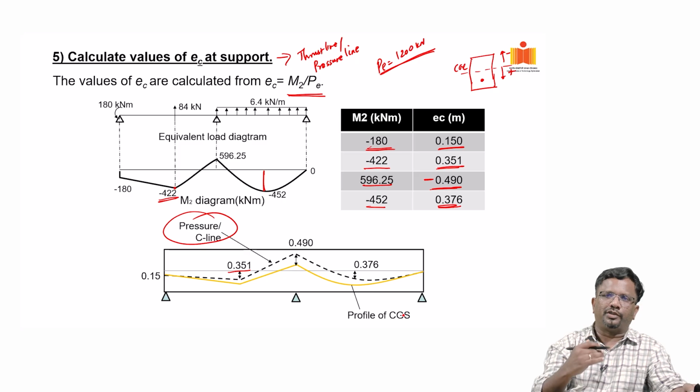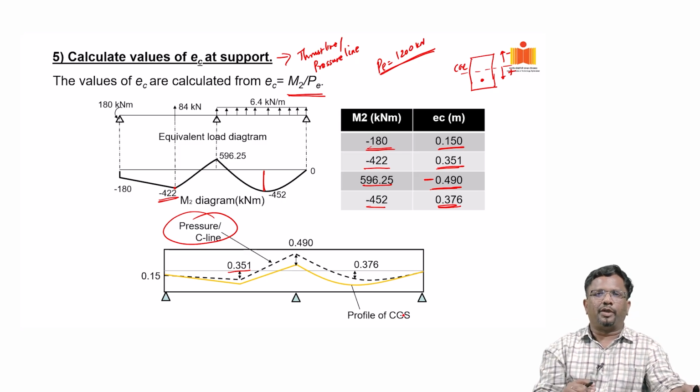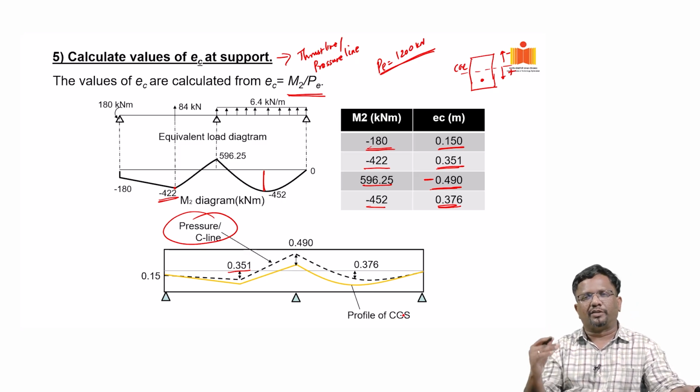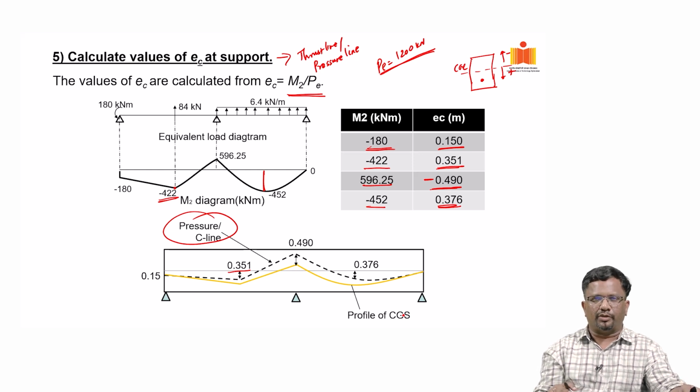Generally at positive locations it will increase the demand, and for negative locations it will reduce the demand. So, we need to account for it depending upon the cable profile that you have. So, secondary moments cannot be ignored in your design calculations.